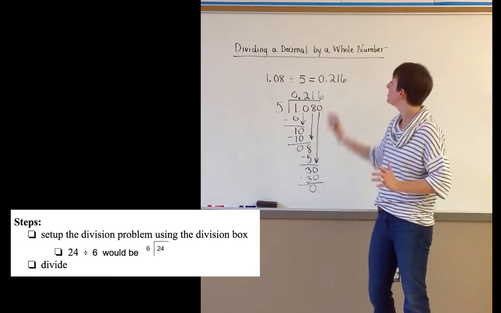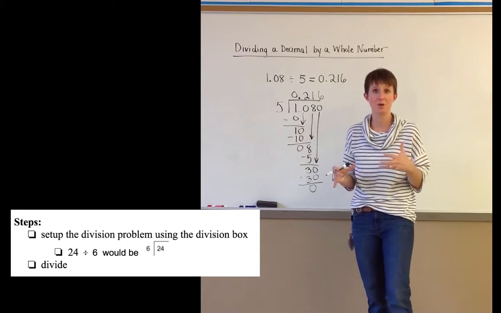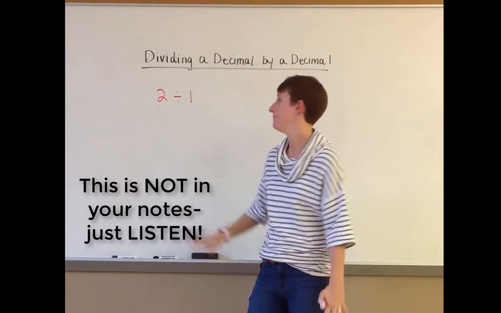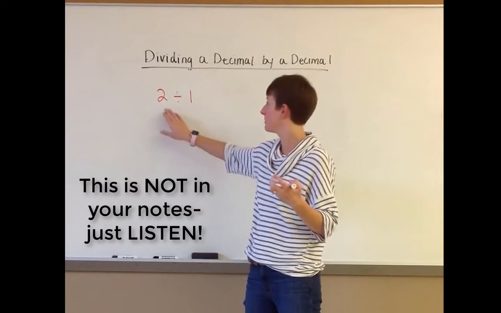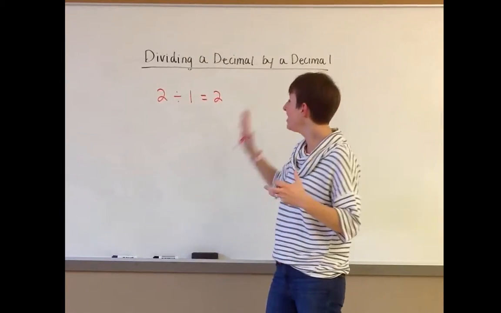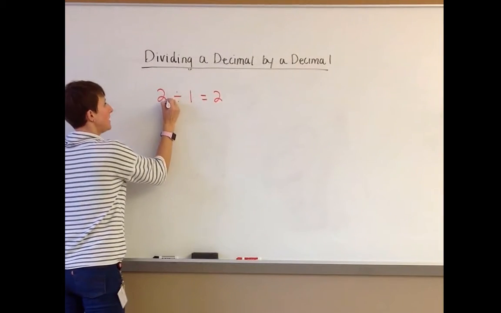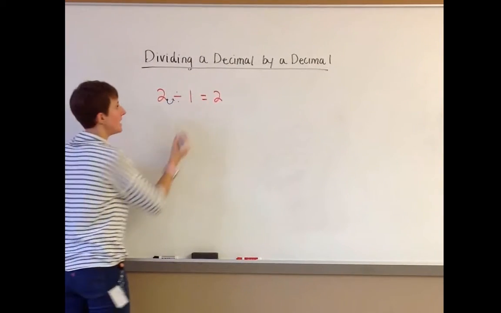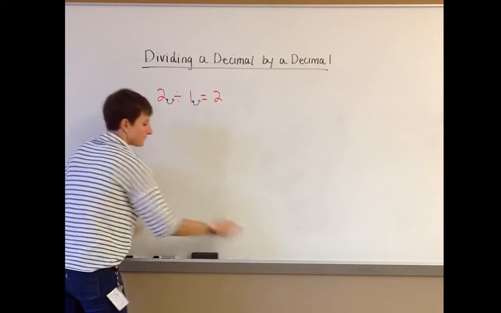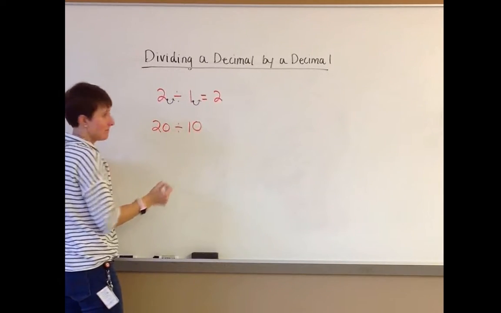So now that we have reviewed dividing a decimal by a whole number, let's work on dividing a decimal by a decimal. This example is not in your notes on the back side, but just listen for a minute. Here I have a very basic division problem, 2 divided by 1, and the quotient of that would be 2. I could change this division problem if I think of the decimal point in 2 as being right here. If I move it 1 place to the right, and I do the exact same movement here to the right, the new problem would be 20 divided by 10, right?